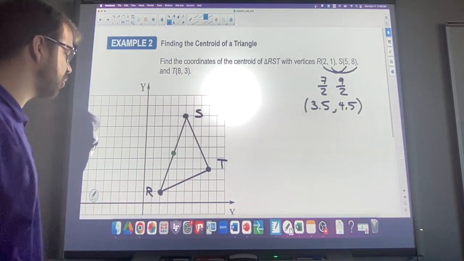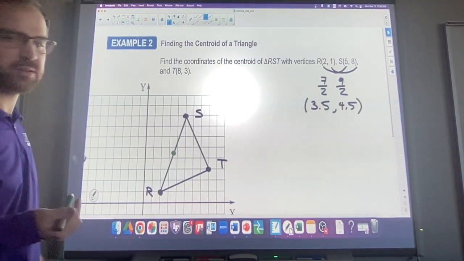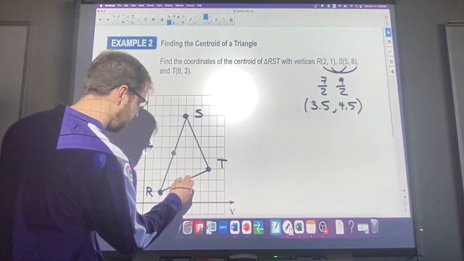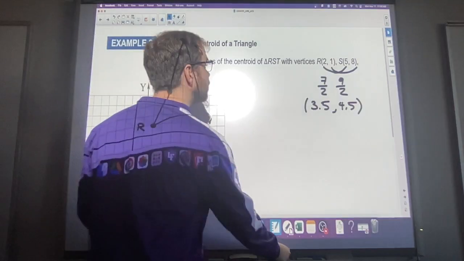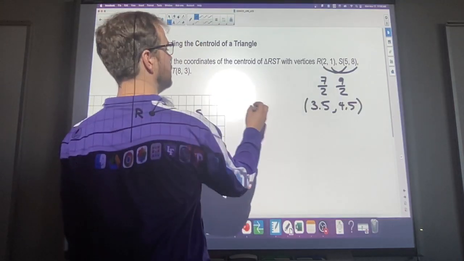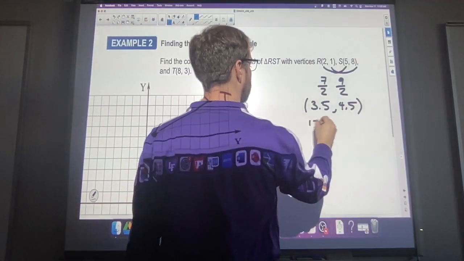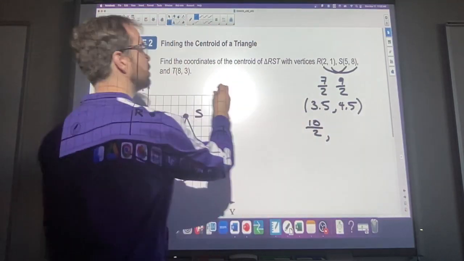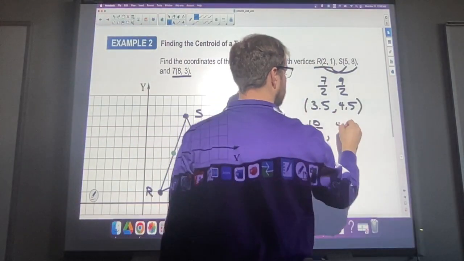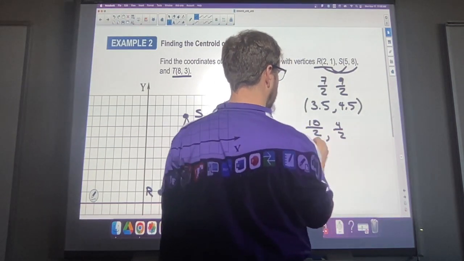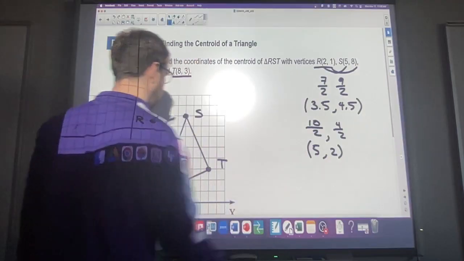All right, so go ahead and find the other midpoints. They're not all going to line up perfectly, all right? Just how it is, 50-50 chance, basically. All right, so I get my R to T. So I'll do the midpoint formula. So R to T would be 10 over 2, and then 3 plus 1 is 4 over 2, which is the same as (5, 2). All right, you can count the spaces on your paper as well.